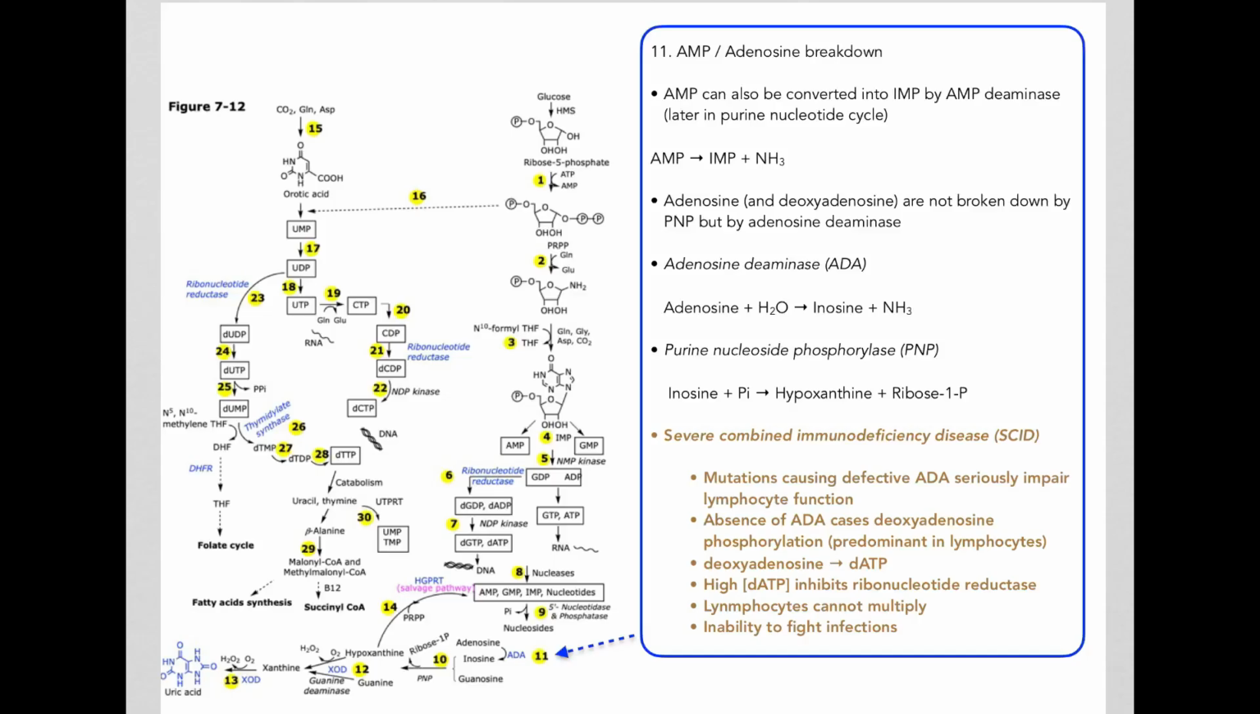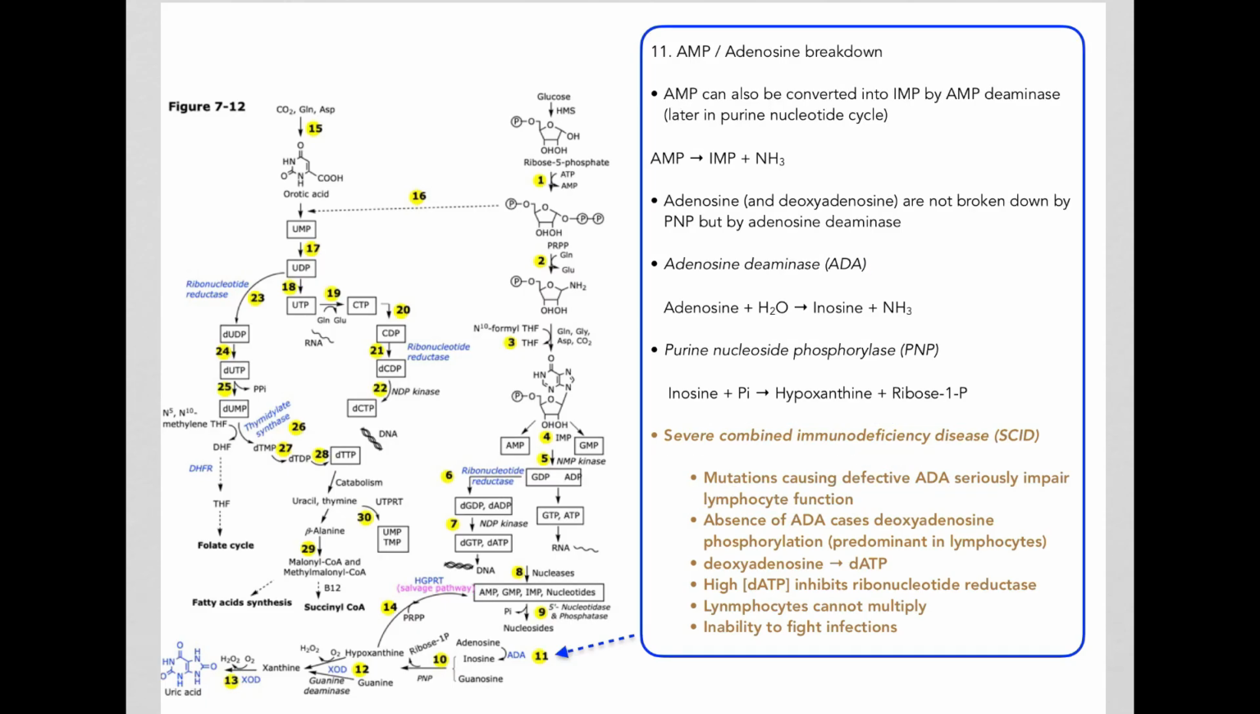Now, in the disease called SCID, or severe combined immunodeficiency disease, there are mutations that cause defective ADA. Okay, so this enzyme's activity is impaired, and that leads to problems with lymphocyte functions in these patients. The lymphocytes do not work.